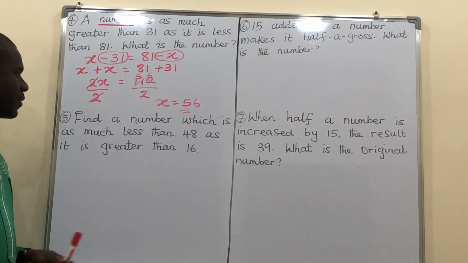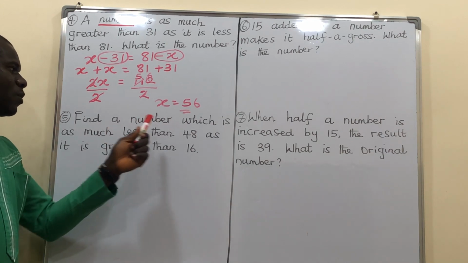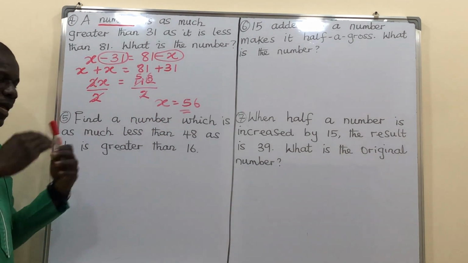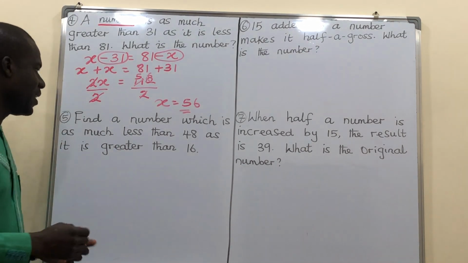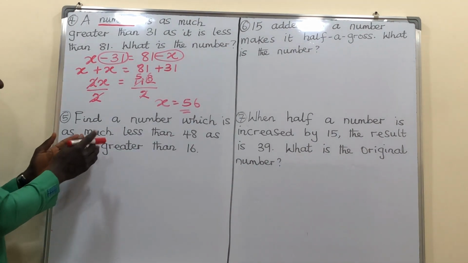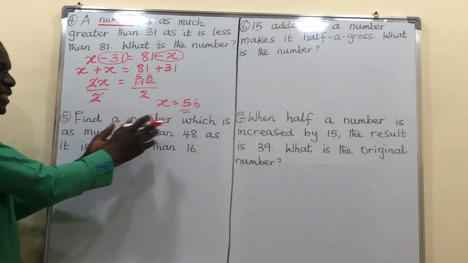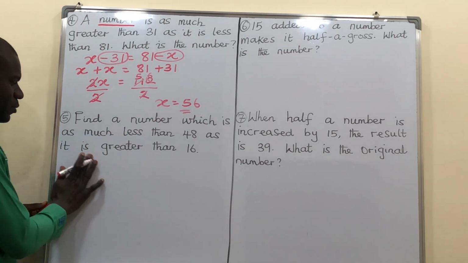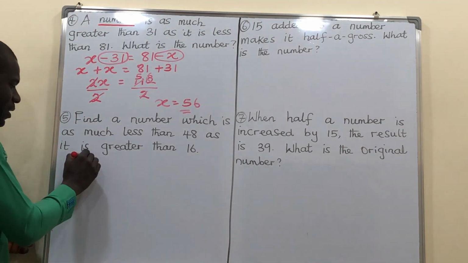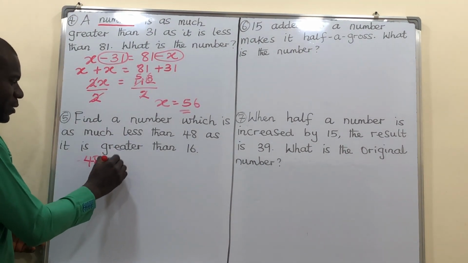Question 2 says, find a number which is as much less than 48 as it is greater than 16. The first sentence says that it is less than 48. If the number is x, since it's less than 48, that means 48 is greater. We now have 48 minus x.